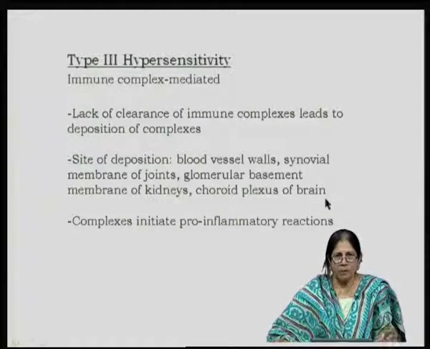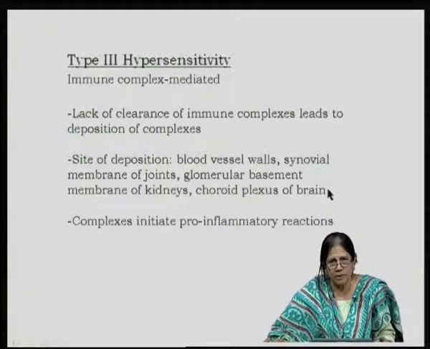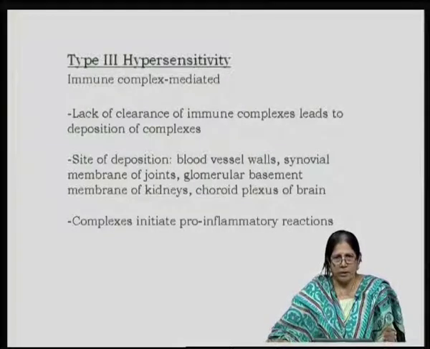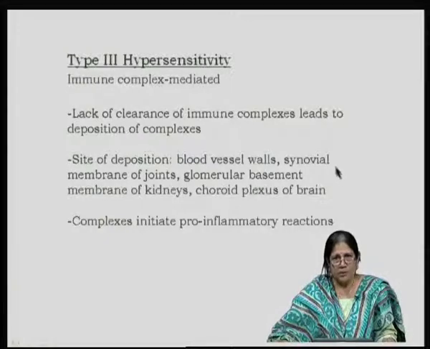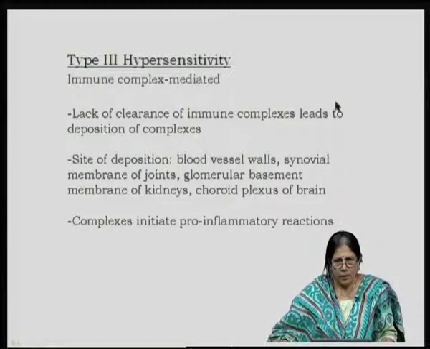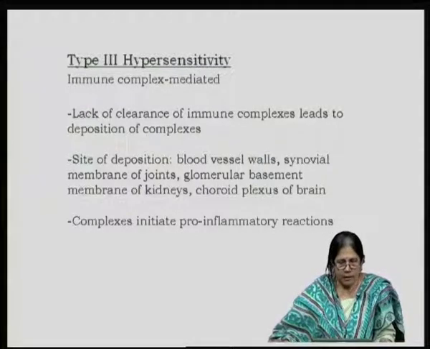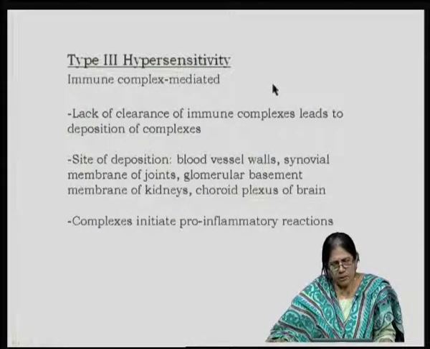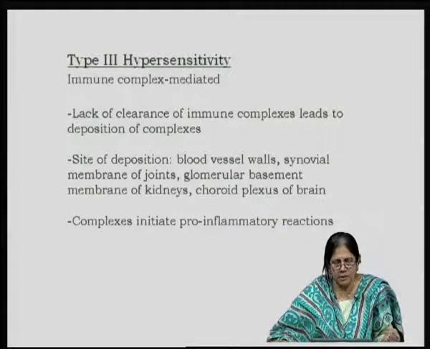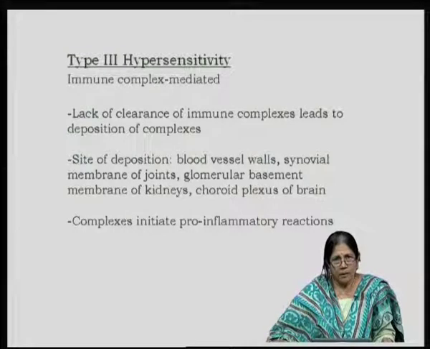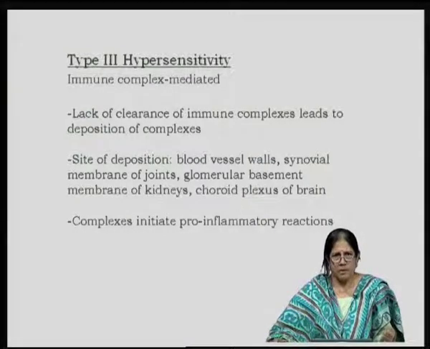So, we have seen type 1 and type 2 hypersensitivity, both of which are driven by antibodies. Now, we look at type 3 hypersensitivity, which is also caused by antibodies. Let us look at that. Type 3 hypersensitivity, though caused by antibodies, arises if immune complexes are developed. Now, why should immune complexes cause any hypersensitivity?